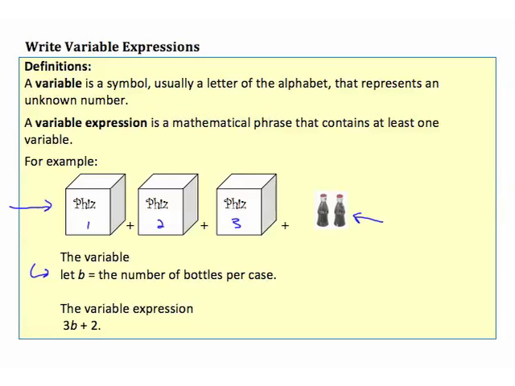Now we could use a variable expression to describe the amount of soda that we have here, even though we don't know how many bottles of soda are in each of these cases. And the variable expression would look like this. 3B plus 2. The 3 is because we have 3 cases. The B is the number of bottles. So we would take 3 times the number of bottles in one of these cases. That would tell us how many bottles we have altogether in these 3 cases. Plus then we had these 2 bottles on the end, so we would add plus 2 on the end of that variable expression.